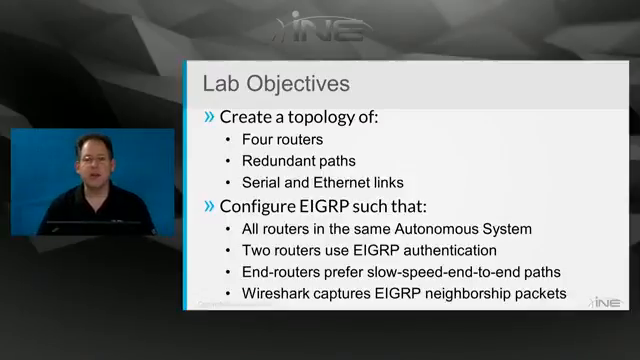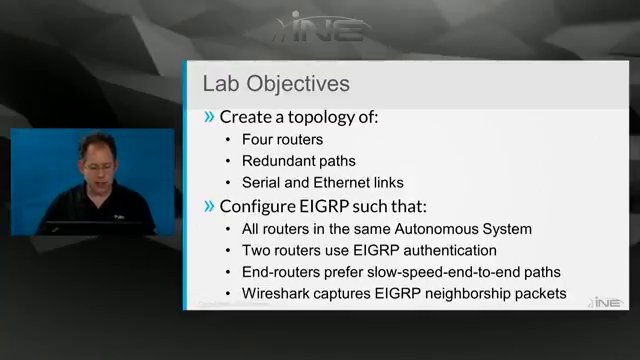We're also going to use the built-in Wireshark feature of GNS3 to capture some of the packets so we can see what the neighbor relationship looks like when it's being built and how EIGRP routers exchange routes. That is the objectives for this lab.